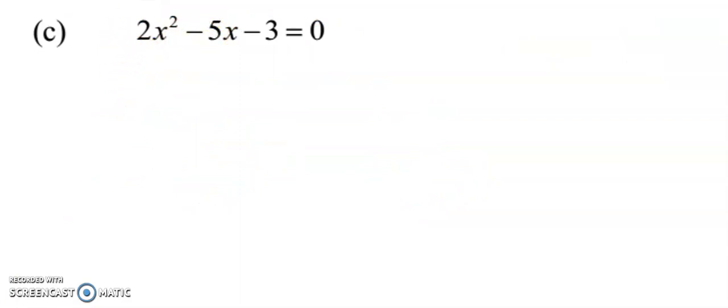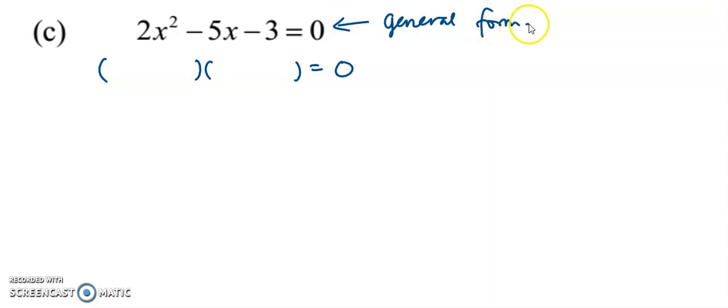Consider the third example. This is a bit tougher compared to the two questions just now, because the coefficient of the x squared is 2. Alright, no problem. We just need to make sure that this is in the general form. Then we can start our factorization. When you want to factorize, first we consider the first term, that is 2x squared. 2x squared consists of 2x multiplied by x, just put it like that. And then for 3, there's only one combination, that is 3 multiplied by 1.